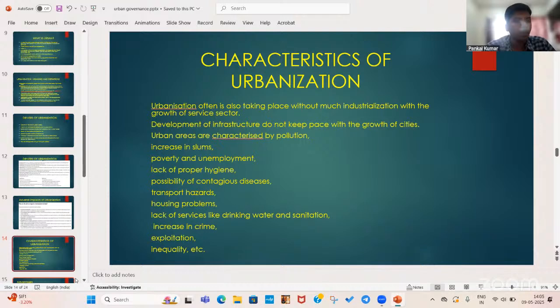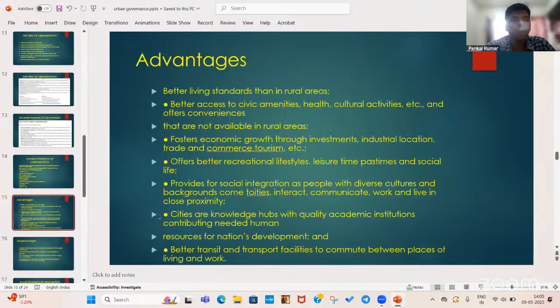Okay, having discussed the characteristics of urbanization, let us go into some advantages of urbanization. What are the advantages of urbanization? Number one, better living standard than in rural areas. This is self-explanatory. Then better access to civic amenities, health and cultural activities, and other conveniences.